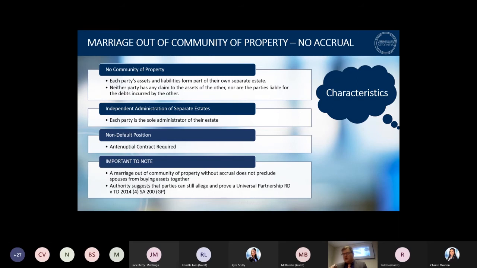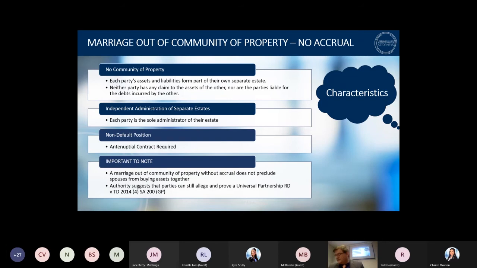It is a non-default position. You need an anti-nuptial contract. Number one, you need to specify that there will be no accrual. If you have an anti-nuptial contract and you don't specify that there will be no accrual, you are married with the accrual. Now, there is independent administration of separate estates.